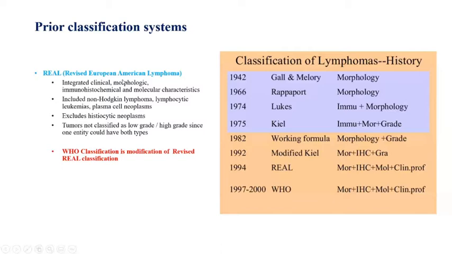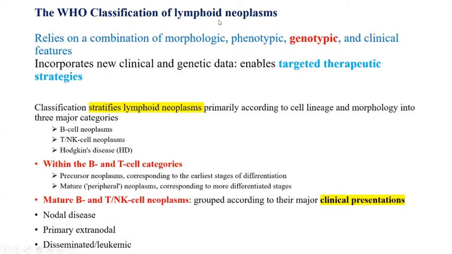So what are the salient features of the WHO classification? It integrates morphology, which we see on lymph node biopsy; phenotype, which we do with IHC; genotype, that is the molecular study of the particular lymphoma; and the clinical correlation. So it takes into account all four things. And what is the net result of this classification? The patient is able to get targeted therapy. This is why the WHO classification is very stringent.